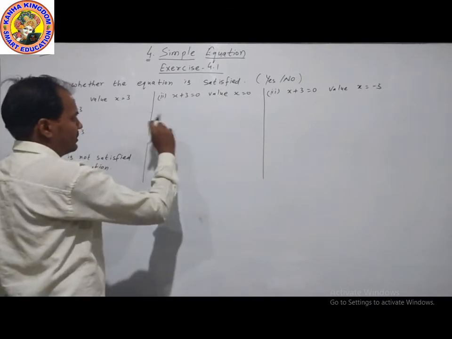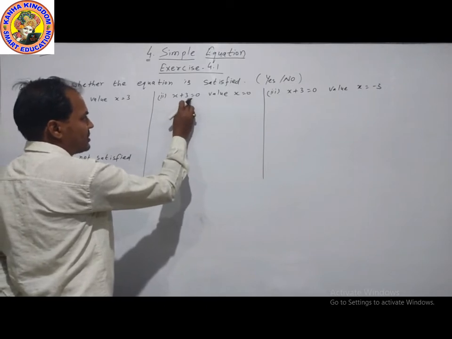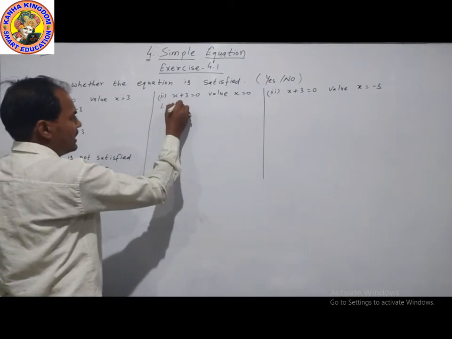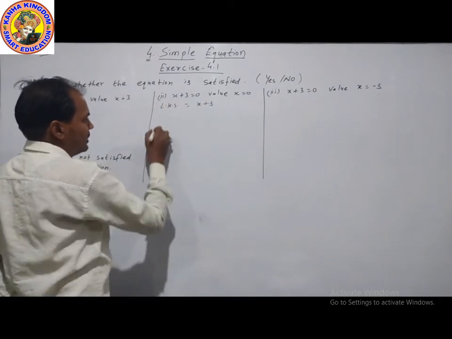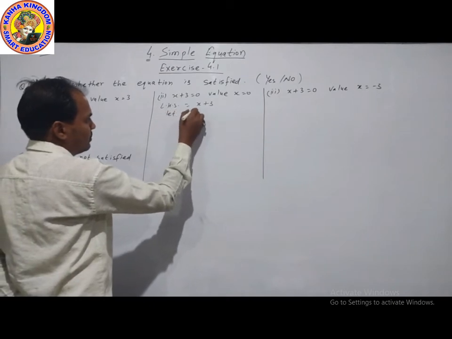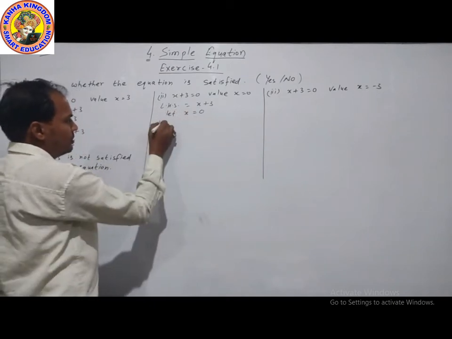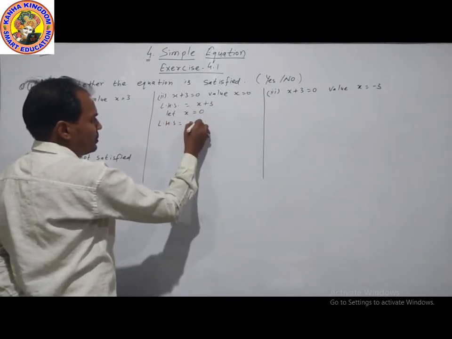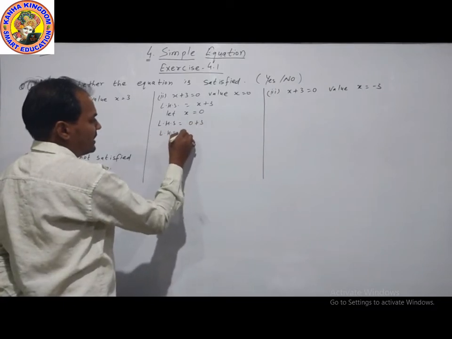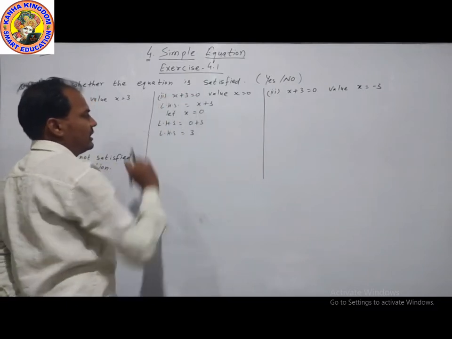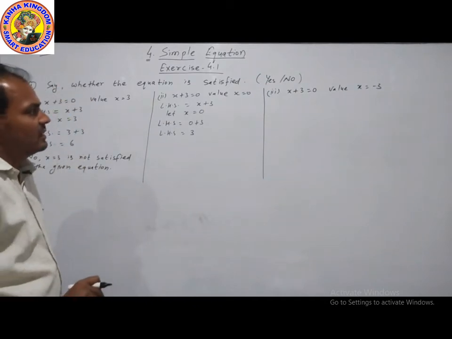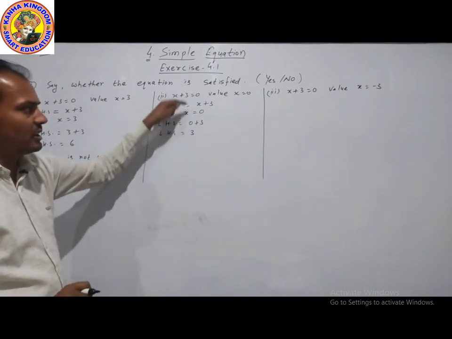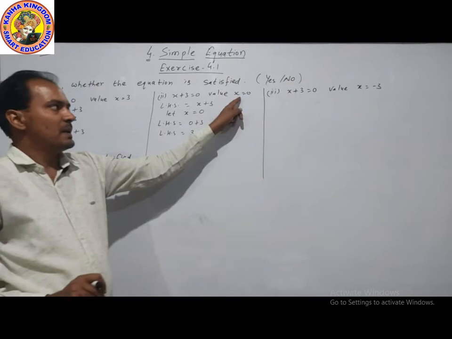Now taking second, the equation is x plus 3 is equal to 0, value is x is equal to 0. Our left hand side is x plus 3. Let us put the value x is equal to 0. Now left hand side says x plus 3 means 0 plus 3. The left hand side answer is 3, but in the equation right hand side says the sum of these numbers is 0, but we get 3.